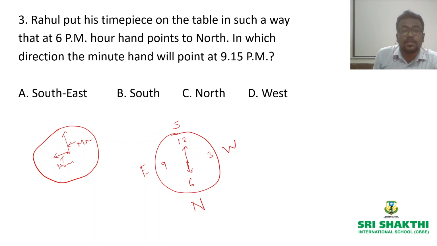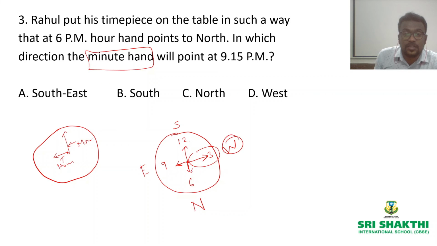And in which direction will the minute hand point at 9:15 p.m.? So let's draw 9:15 p.m. The hour hand, the small needle, will be at 9, and the minute hand, which is the long needle, is facing the number 3, which shows the timing 9:15. The question is, the minute hand is facing which direction? Here the minute hand is facing the west direction. So the correct answer for the question is west, which is option D.